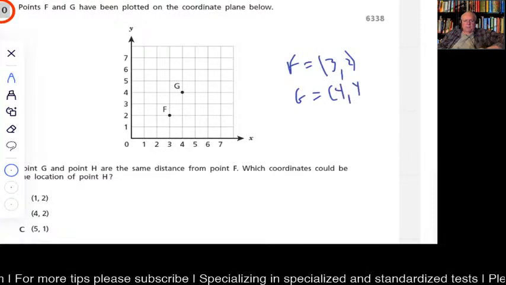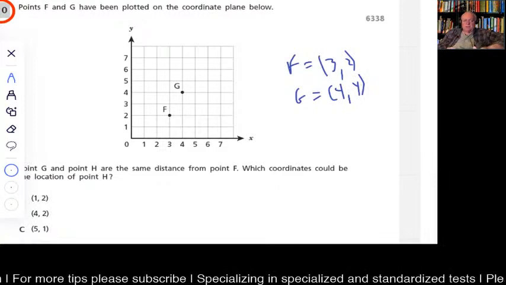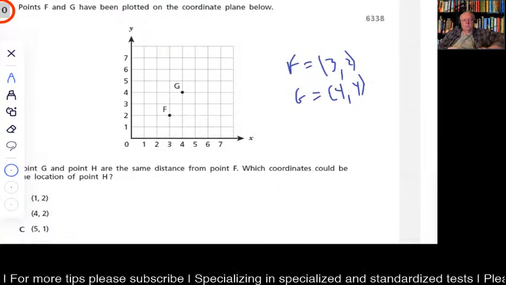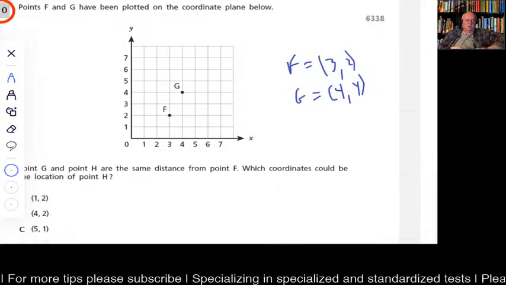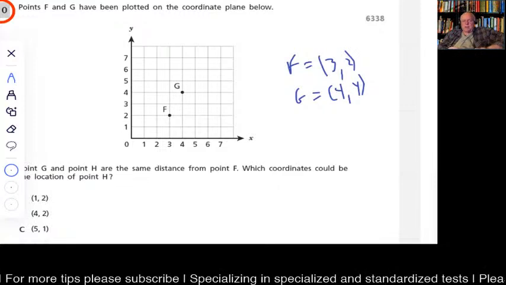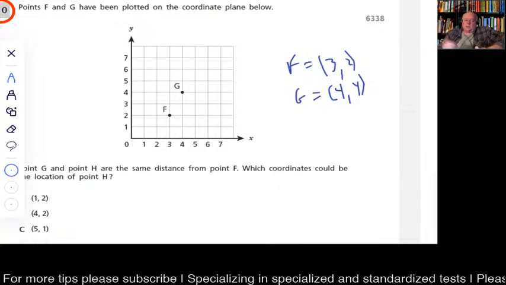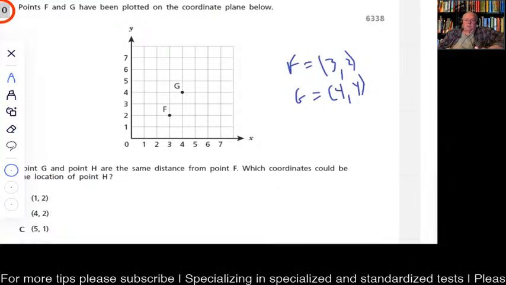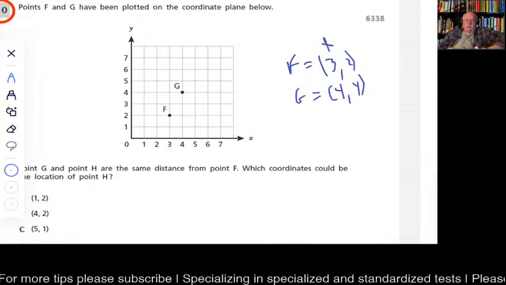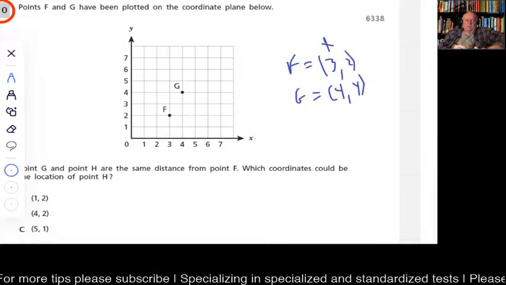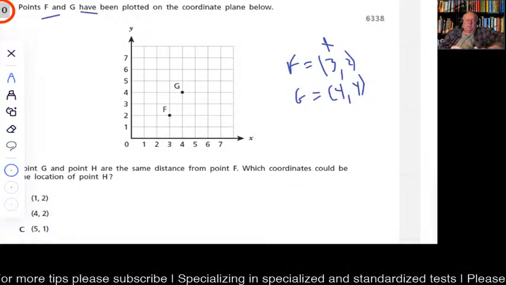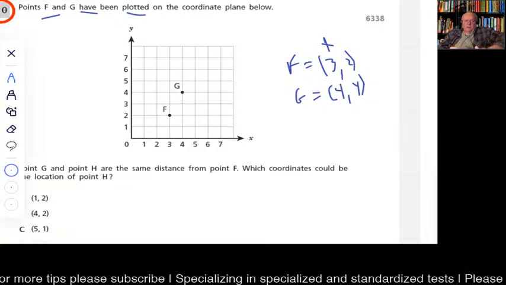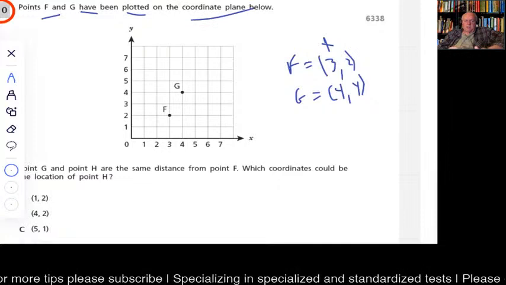Okay, you've got to dwell on it a bit until you consider that case. All right, so there's really nothing else going on here. We have no idea whatsoever what they're going to ask us. All we basically did was figure out what the coordinates of those 2 points were. Okay, points F and G have been plotted on the coordinate plane below. Okay, so that's not helpful.